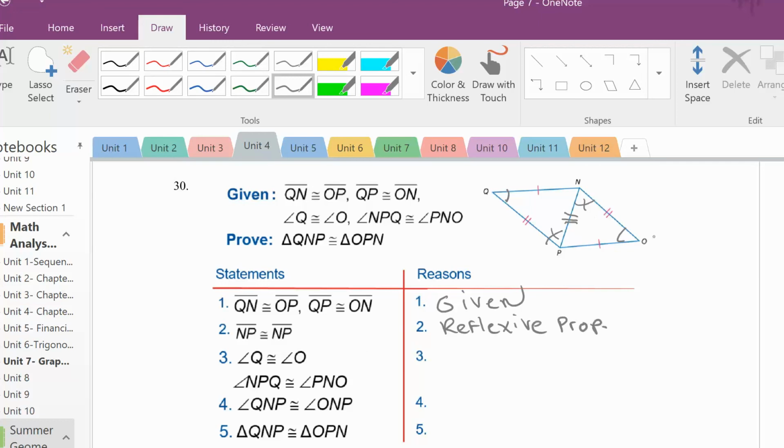Angle Q is congruent to angle O. That was given to us. Same with NPQ is congruent to PNO. Angle QNP congruent to angle OPN. Well, this would be the third angles theorem, because if you know two angles of one triangle are congruent to two angles of the other, then the third angles are congruent. So the third angles theorem. And then triangle QNP is congruent to triangle OPN because all the corresponding parts are congruent. You can say definition of congruent triangles, or CPCTC.